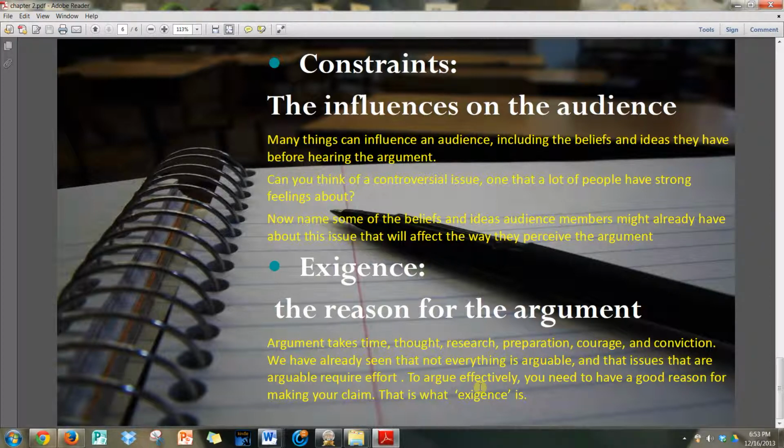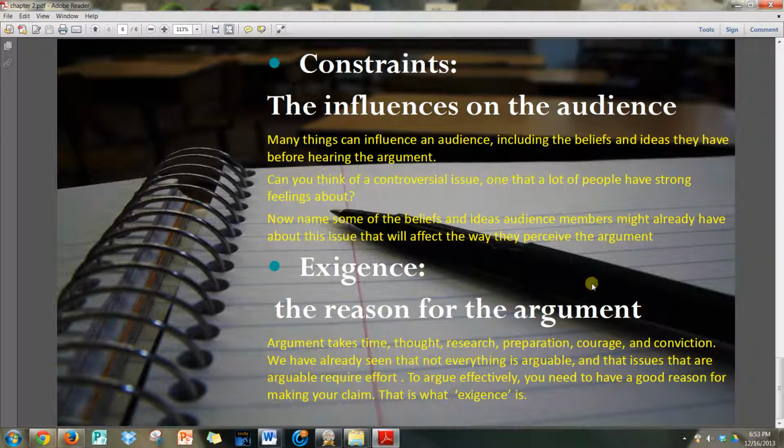Why would you choose to make an argument about gun control? It's because you have those beliefs and feelings yourself about that, but you might have an underlying motivation for giving that information out. It's something you feel passionate for. That is your exigence. So that spells T-R-A-C-E.